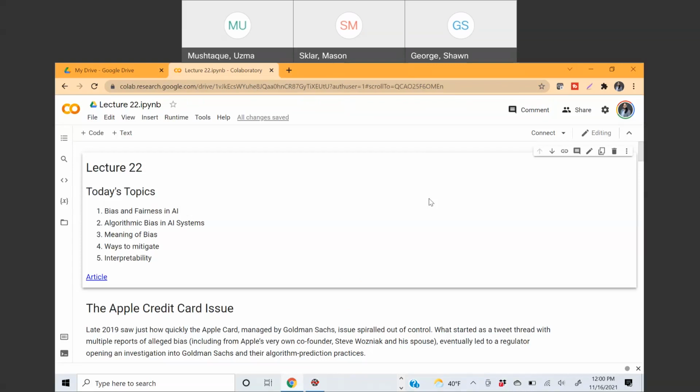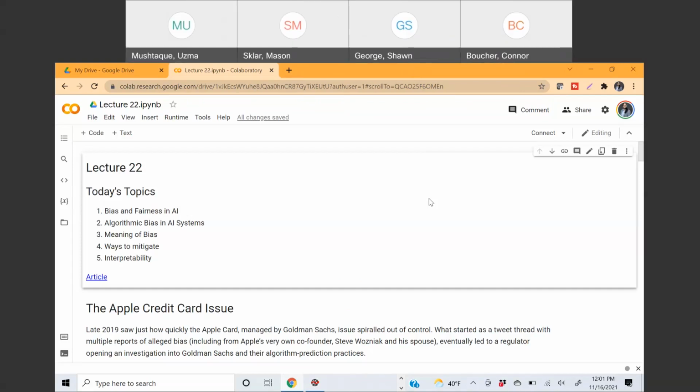Obviously, it's a vast topic and not everything can be covered, but I'll try to discuss a little bit about where this comes into our systems and some of the ways of mitigating this, some of the ways of dealing with it.